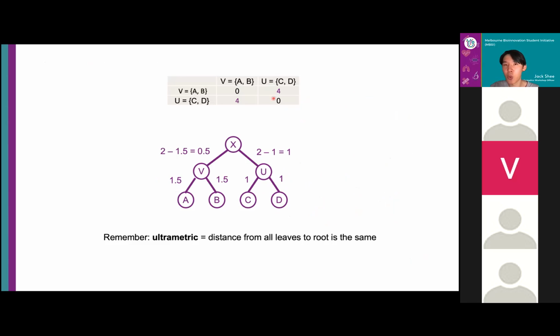And finally, we're basically at the final step of our algorithm here, and we only have 2 possible clusters remaining, and hence they can only be merged in one way. And this results in our root node X.